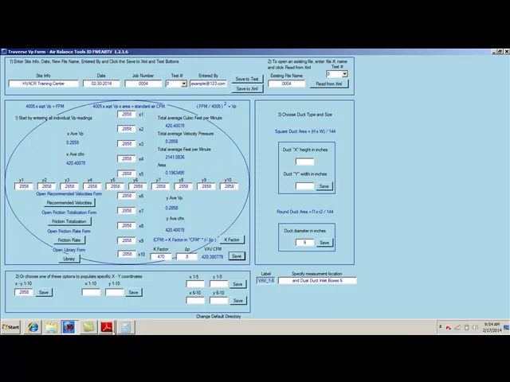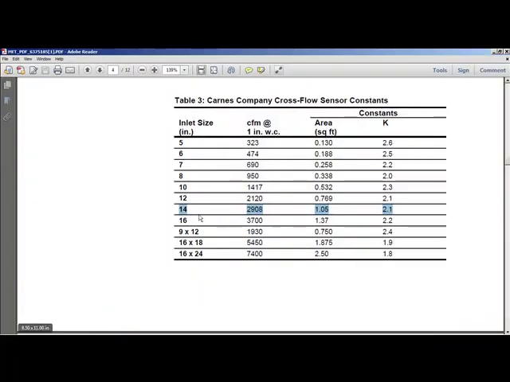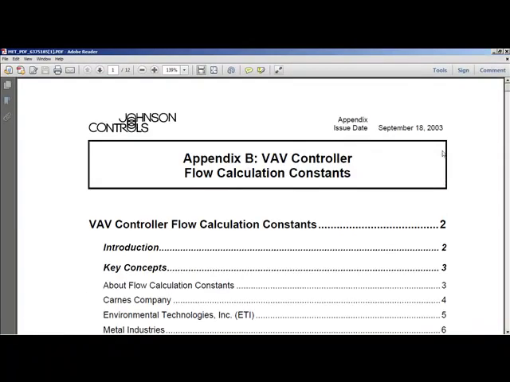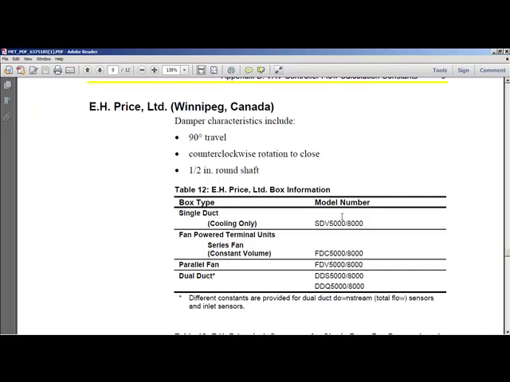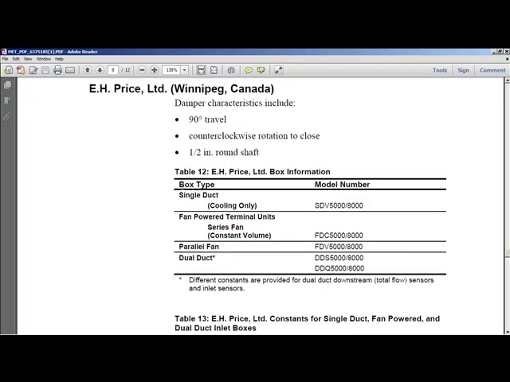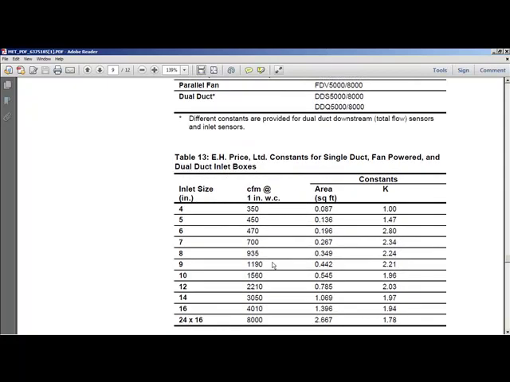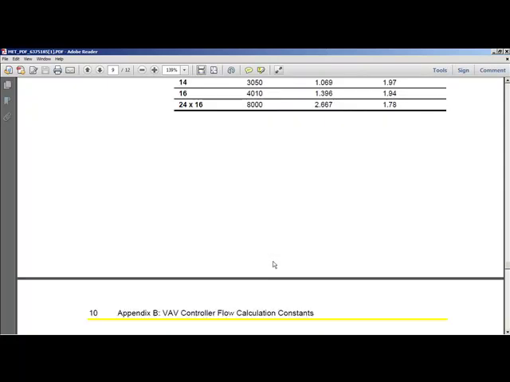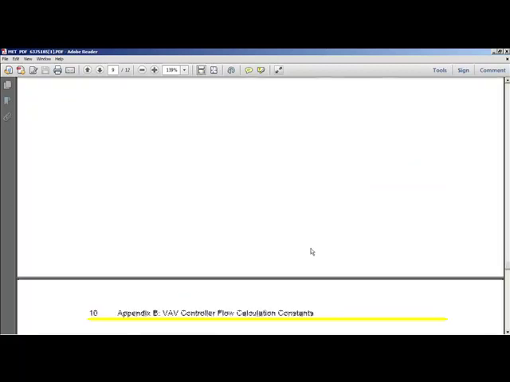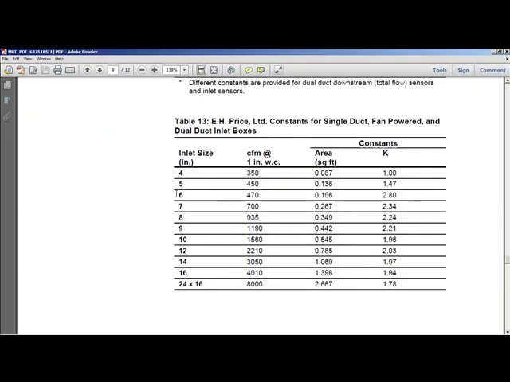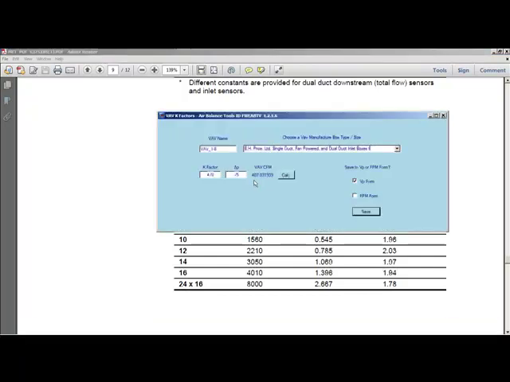We're going to do the same thing here for this particular box. So let's look for an EH price. EH price would be on page 9. So EH price, this would be single duct, fan power, parallel, and dual duct. Then for EH price we have dual duct downstream. In this case we're looking at this particular box.